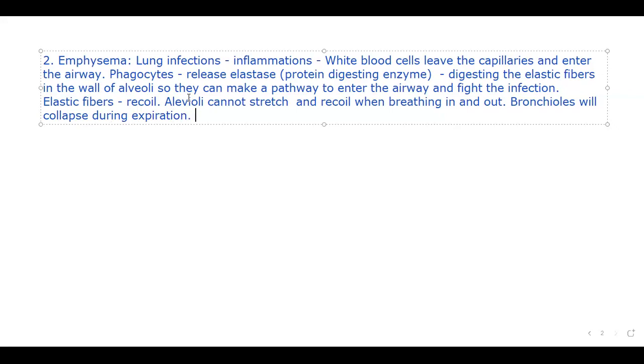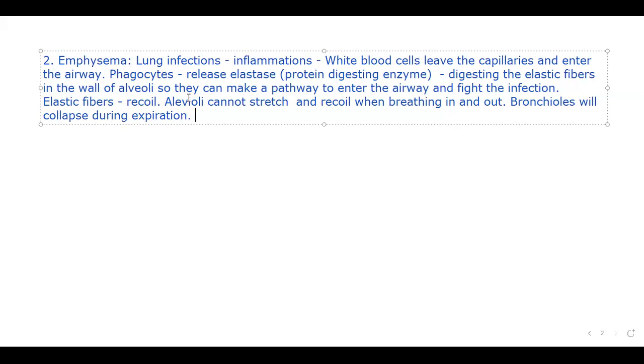Because of pressure changes. When I'm going to breathe in, my alveoli cannot stretch. When I'm going to breathe out, my alveoli cannot contract. My alveoli cannot do anything at all. So whenever I breathe out, there is going to be a change in pressure, low pressure, and the fact that the alveoli cannot recoil, what's going to happen? The pressure change will cause the bronchiole to collapse on itself, right?